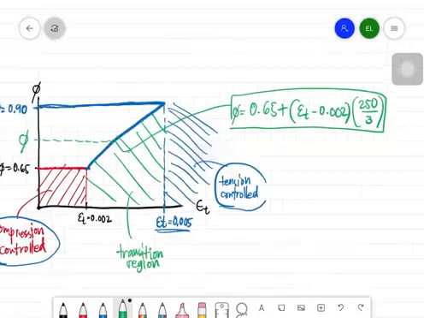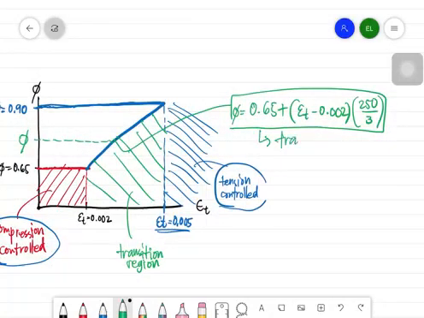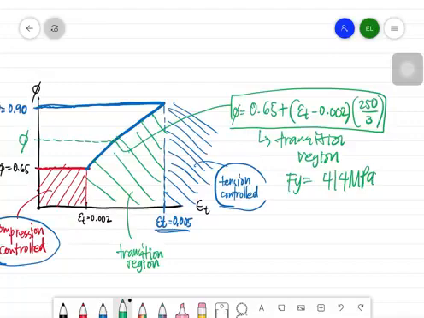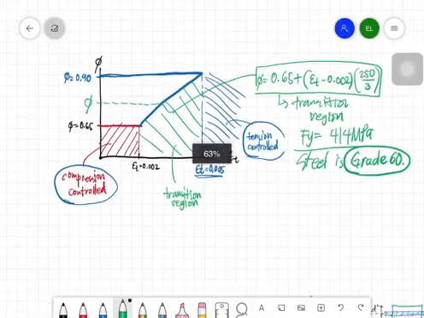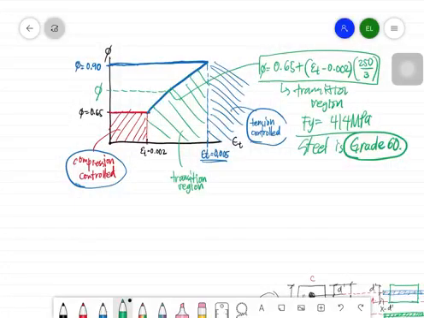Now for the reduction factor in the transition region. But take note, guys, that this is for Fy equal to 414 MPa, or your steel is grade 60, and a prestressing steel. Okay, so the question here now is, how about if your Fy or the steel grade is not a grade 60 steel?